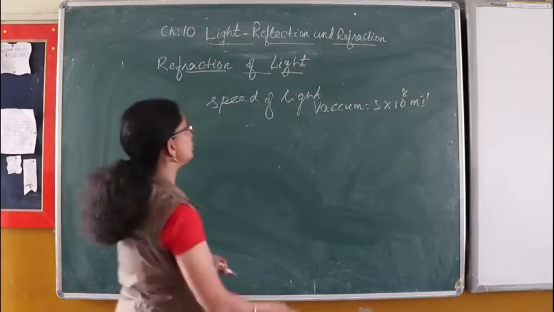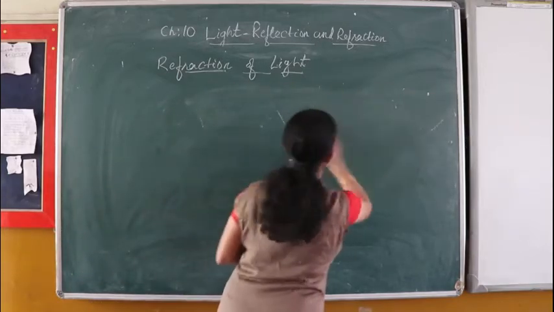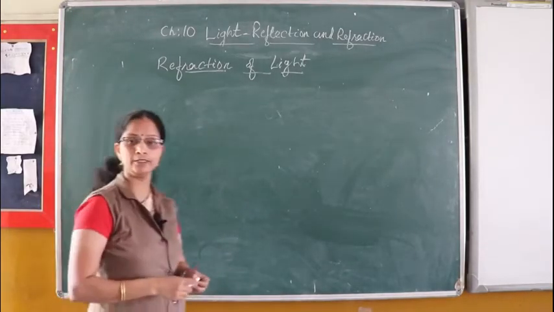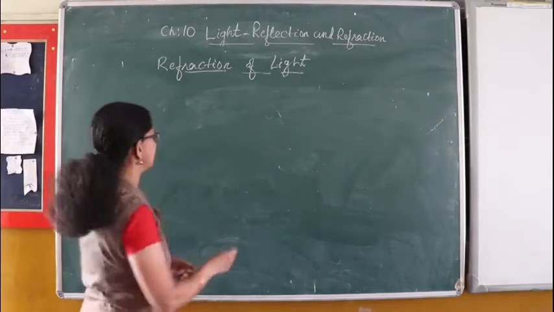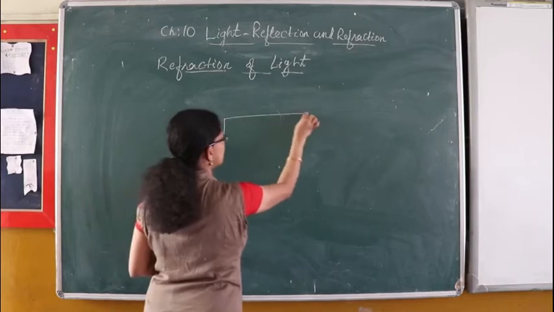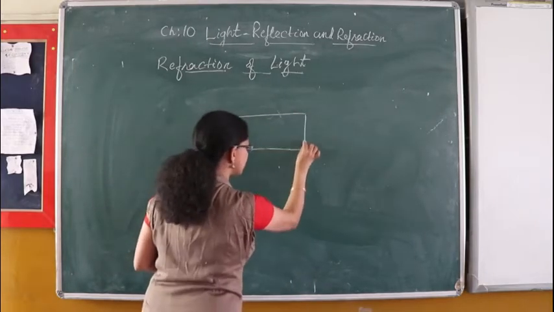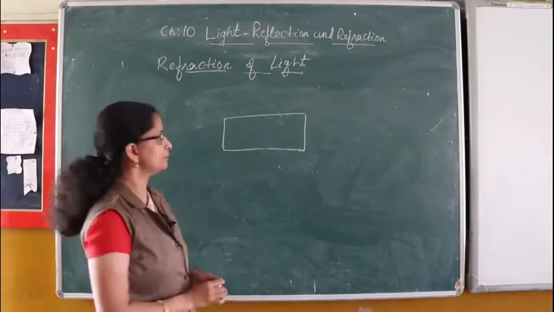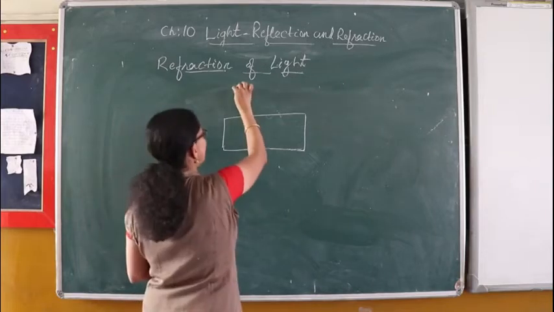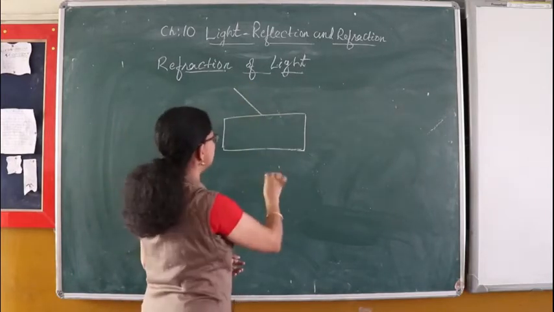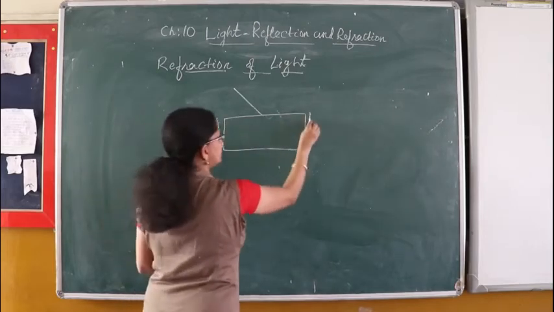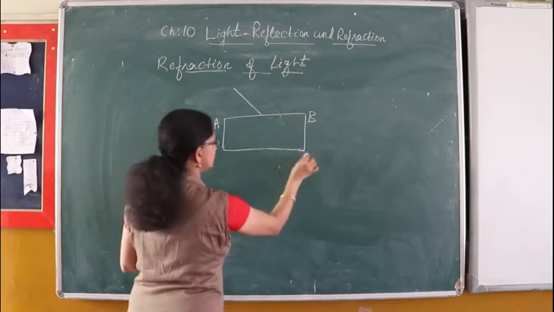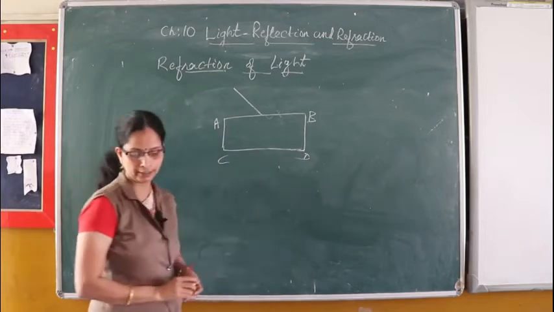Now, we can study the refraction of light through a glass slab. Here, this is a rectangular glass slab, and we consider a light ray striking obliquely on this glass surface. This glass slab has two refracting surfaces. The first refracting surface is AB and the second is CD.